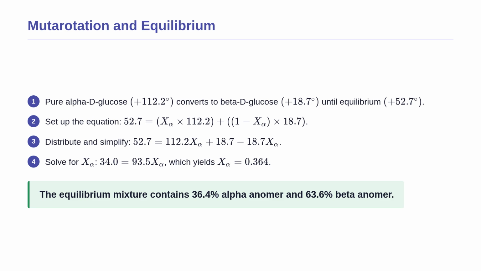We set up our equation, replacing the beta fraction with 1 minus the alpha fraction. By distributing the numbers and solving the algebra, we find the alpha fraction is 0.364. This means the mixture is 36.4% alpha and 63.6% beta. Physically, this proves the beta anomer is more stable because its bulky groups are spread further apart.